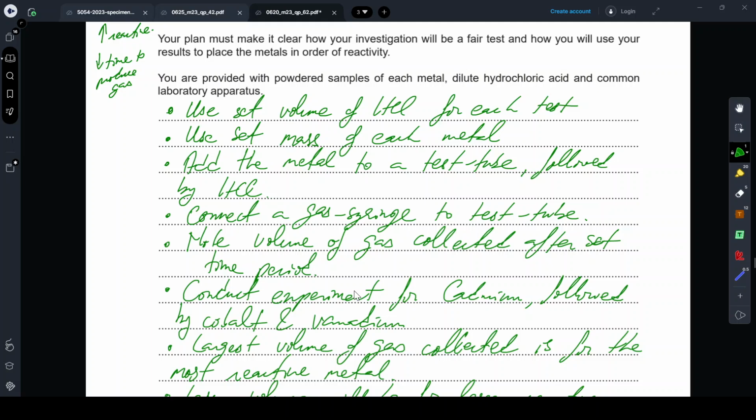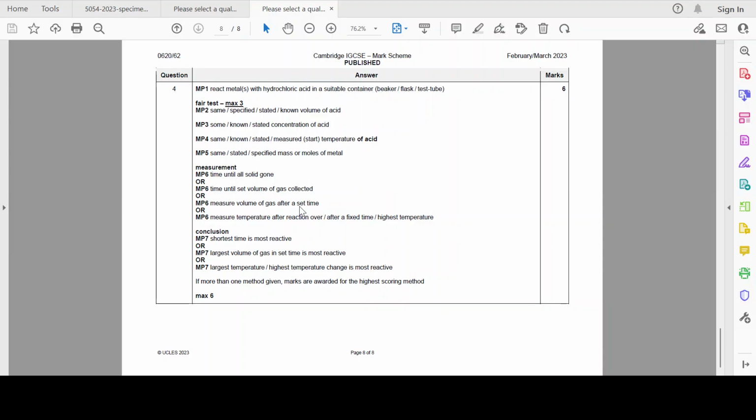If you take a look at the mark scheme, if I just take you to the mark scheme, very quickly, just a sec. Google Meet has issues with Adobe.